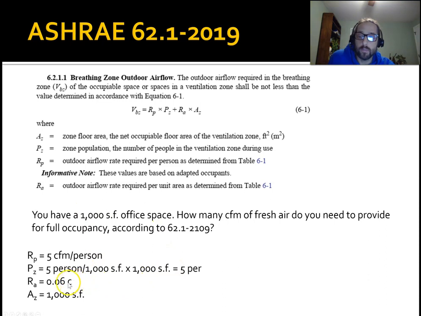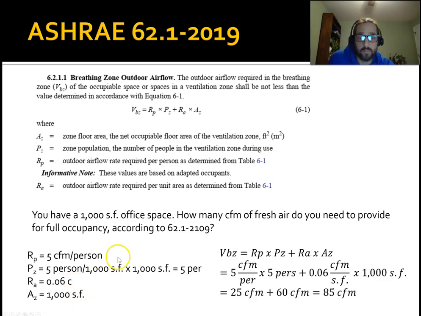0.06 CFM per square foot, and then 1,000 square feet. Plug them in, and you get 5 times 5 plus 0.06 times 1,000, and you get 85 CFM. So that tells you how many CFM, cubic feet per minute, you need to add when it has full occupancy.